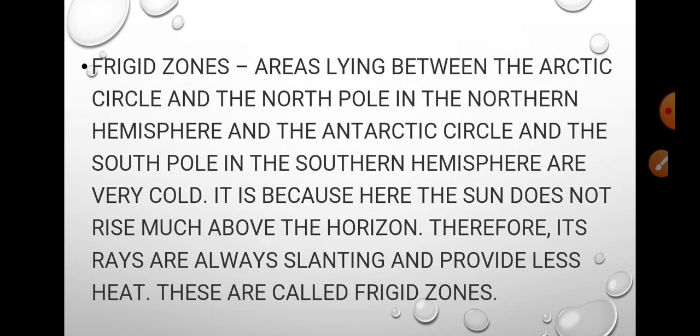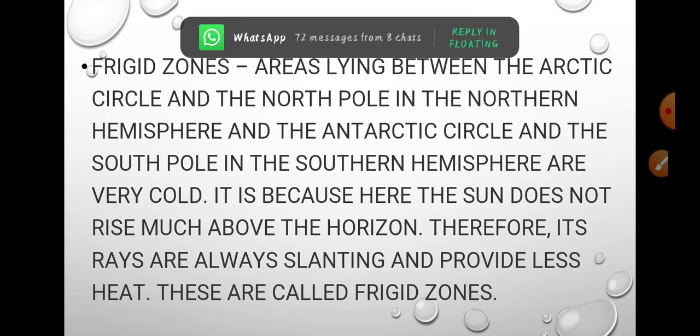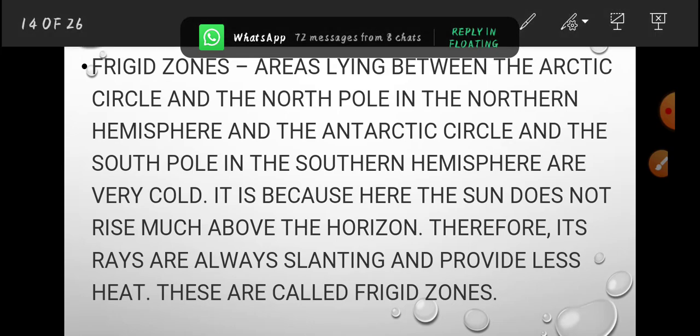And the third one is the frigid zone. What do you mean by that? The areas lying between the Arctic Circle and the North Pole in the northern hemisphere, and the Antarctic Circle and the South Pole in the southern hemisphere, are very cold. This is because the sun does not rise much above the horizon. Therefore, its rays are always slanting. These are therefore called frigid zones.